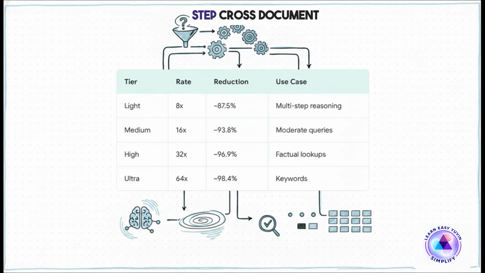So if you need multi-step cross-document reasoning, you get routed to the light tier. That gives you an 8x compression, retaining the most context. But what if you're just doing a quick factual lookup?